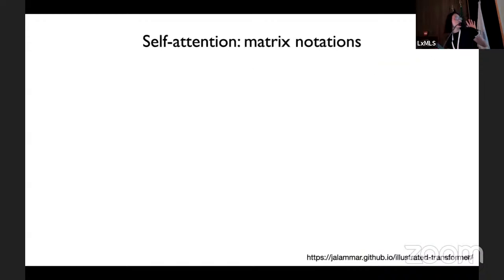Okay, so this is basically self-attention. Next, let's look at how to describe the whole calculation in matrix notation. Earlier I used a row vector, xi, to represent the vector at each input position. Here I use a matrix. X is a matrix of size n by d_in, where n is the input length and d_in is the input dimension.